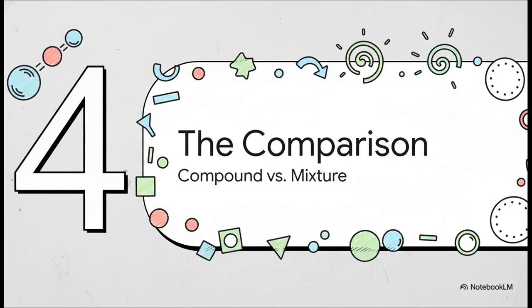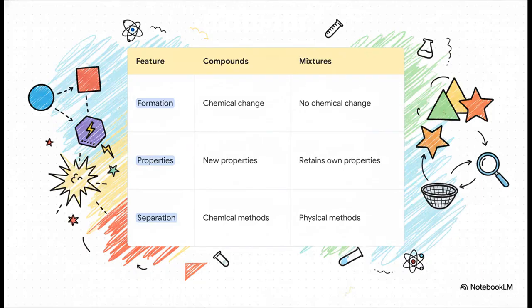We've talked about compounds, we've talked about mixtures. Now, let's put them side by side, a real head-to-head comparison, so we can lock in these differences once and for all. Okay, this chart really breaks it all down for us. Let's walk through it. First up, composition. In compounds, elements are chemically bonded together. They're locked in tight. But in mixtures, they're just mixed, no bonds.